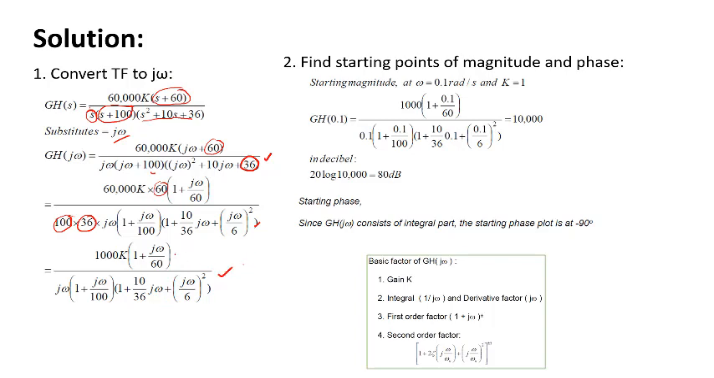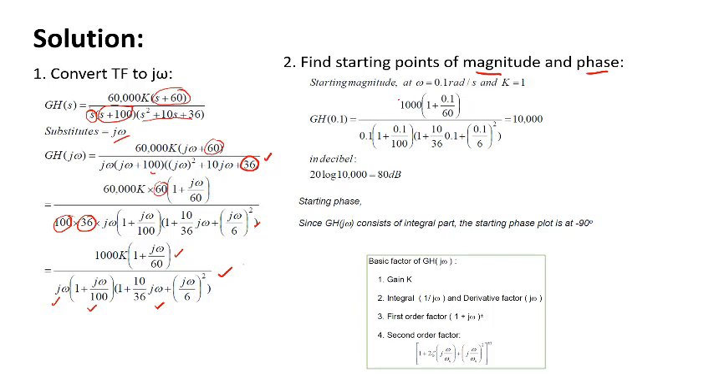So we can see that this is the first order, and this is the integral part, or 1 over J omega, and this is the second order part. So now, secondly, you need to find the starting point for the magnitude and phase before the Bode plot.